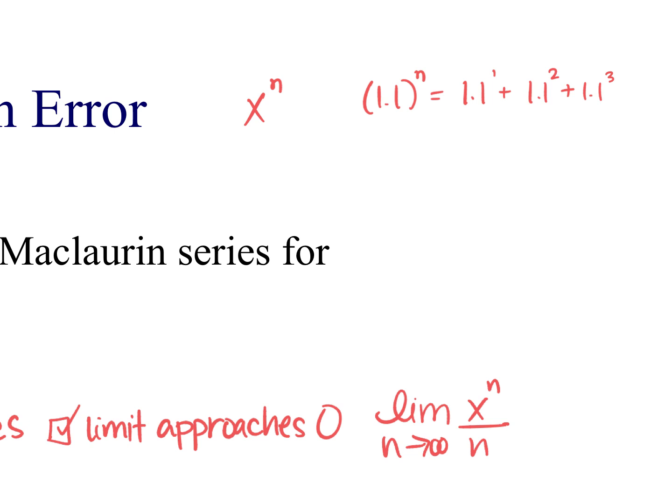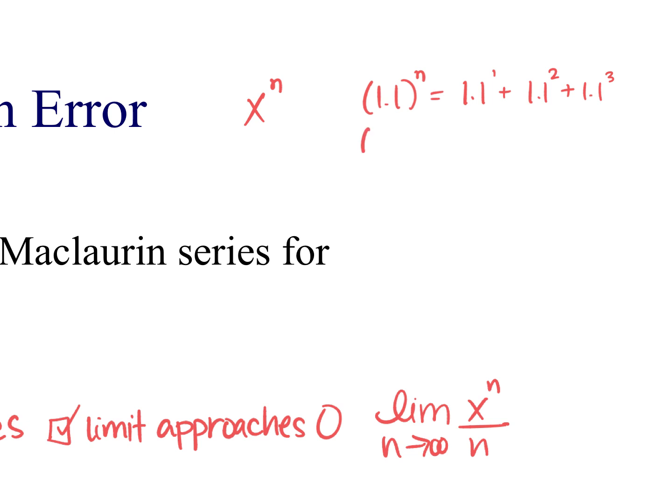Because I'm over 1, when I square it, it will be big. These will all be bigger than 1, and so I keep adding and adding. In other words, it's not going to 0. When I square it, it's getting bigger and bigger and bigger.